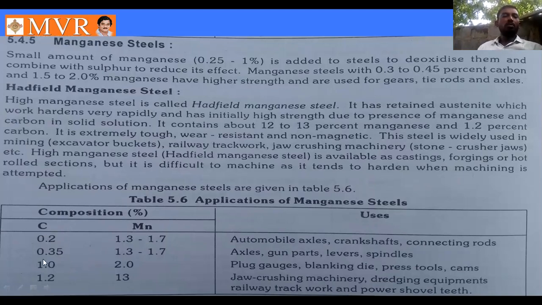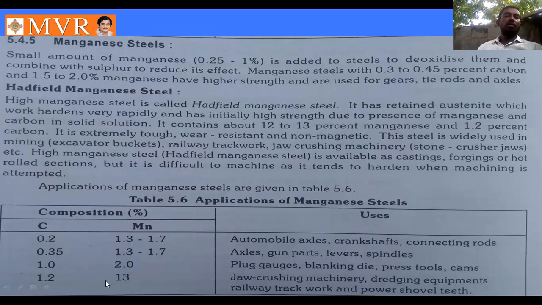By using a carbon content of 0.35 and manganese of 1.3 to 1.71, the parts we can manufacture are axles, gun parts, levers and spindles. Increasing the carbon content to 1.0 and the manganese to 2.0, the parts we can manufacture are plug gauges, blanking dies, press tools and cams.